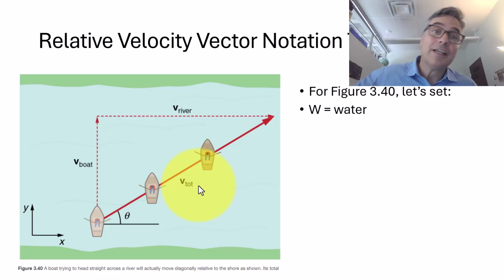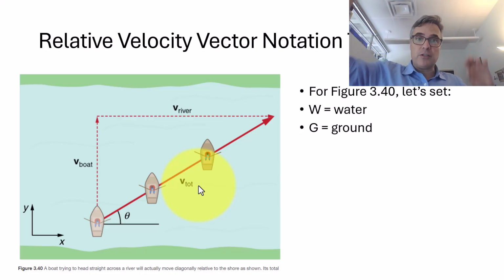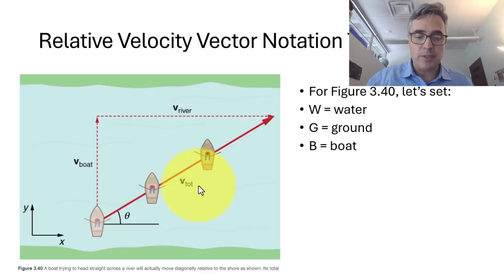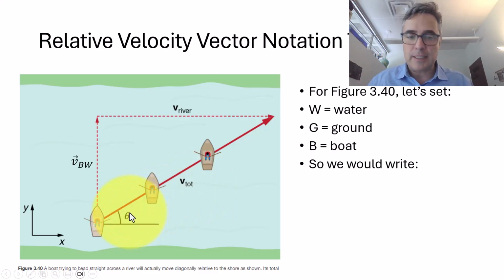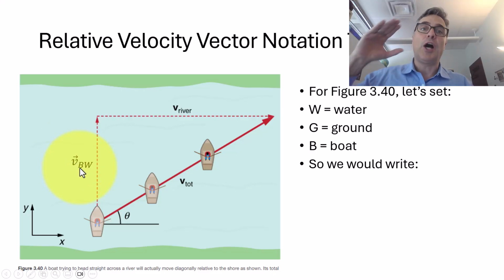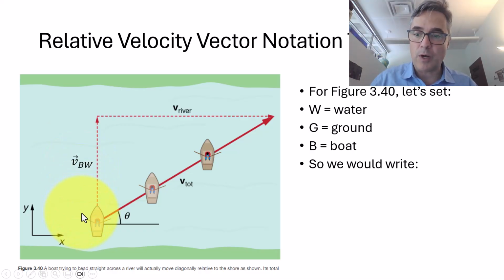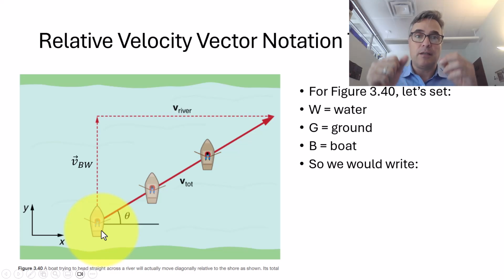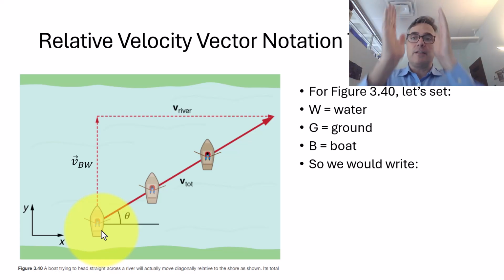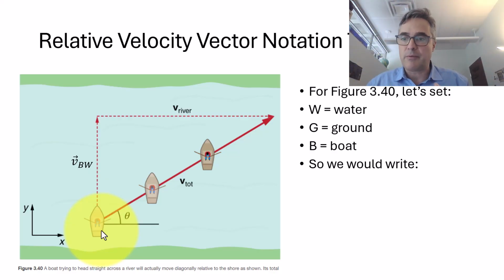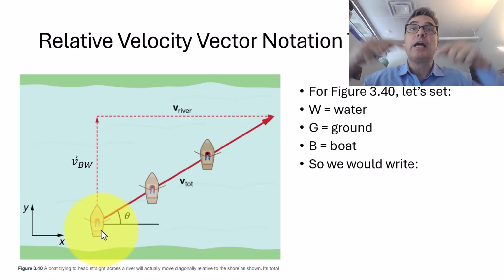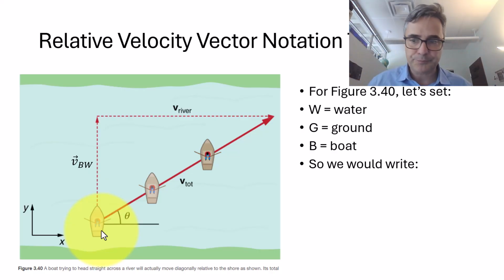There's the water in the river, which is moving along. There's the ground, like the shore, with the trees on it and stuff. And there's the boat. And so what I would write is, instead of V boat, I would say the velocity of the boat relative to the water. So what's going on is the person who's driving the boat is looking at the shore and just driving it straight, whatever, north or something, straight along the y-axis there. So that's the direction they're steering relative to the water.